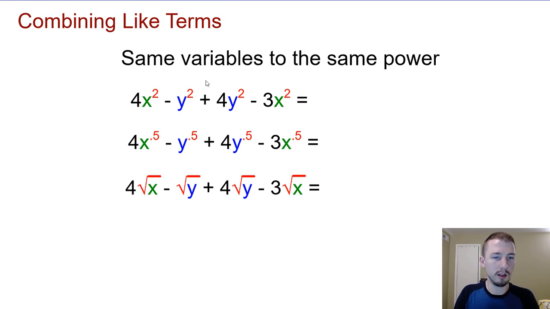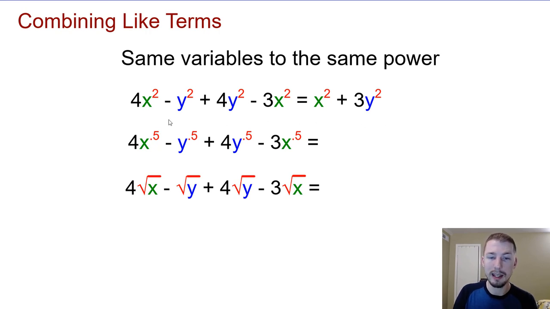All right, same variable, same power. I see x squared. So easy when I color code it, right? So 4x squared minus 3x squared is just going to be x squared. 4y squared minus y squared is going to be 3y squared. So x squared plus 3y squared.